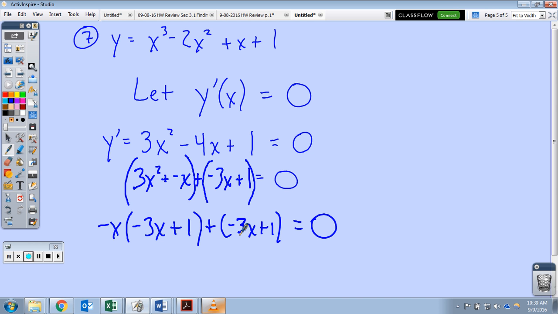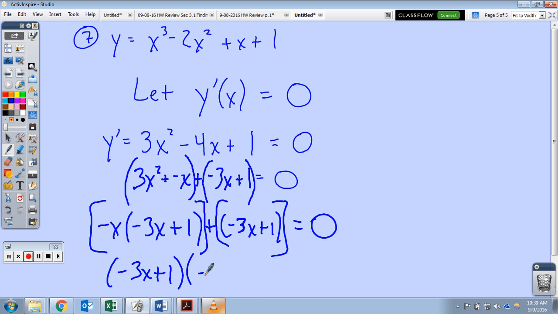And now you look at it like this. You say, okay, this guy and this guy are separated by addition. They both have -3x plus 1 in common, so I'm going to factor that out from each of them, leaving me -x plus 1. There's an understood 1 in front of any value. So the -x plus the 1 equals 0. Some of you might be comfortable enough to just go right from here to here. That's fine, but this is a process that will work every time.